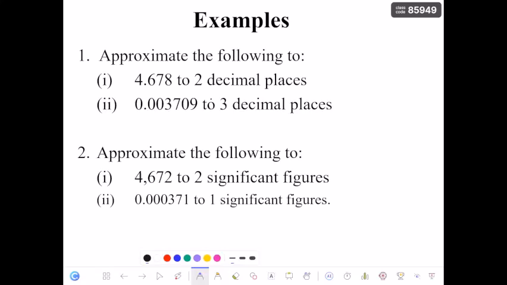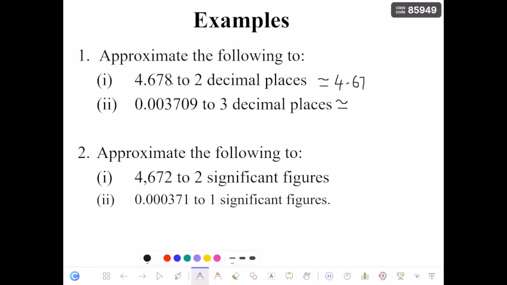Let's move on. Now look at the example. Let me just go straight to the answer. There's no need writing the questions out again. Now it says approximate the following, number one says to 2 decimal places. That means after the point count 2 digits, which is 4.67. So this is the second decimal, so you stop here.